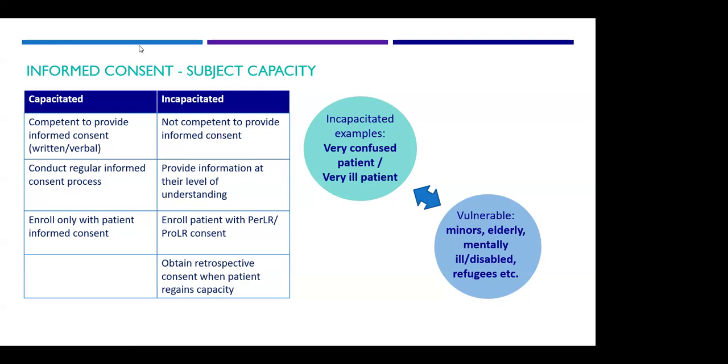And if they don't have capacity, they should be enrolled with a personal legal representative. And if there is no personal legal representative, then with a professional legal representative. So the different consent forms should be signed. And then retrospective consent must be obtained as soon as the patient regains capacity. Some examples of incapacitated patients are those who are very confused or very ill, and vulnerable groups such as minors, elderly, mentally ill or disabled people, and refugees are likely to be incapacitated, but not necessarily.